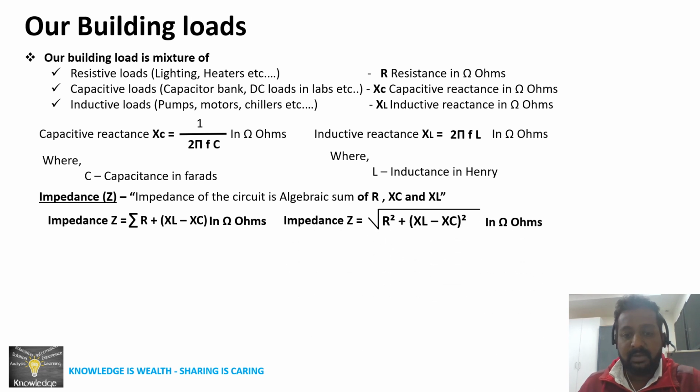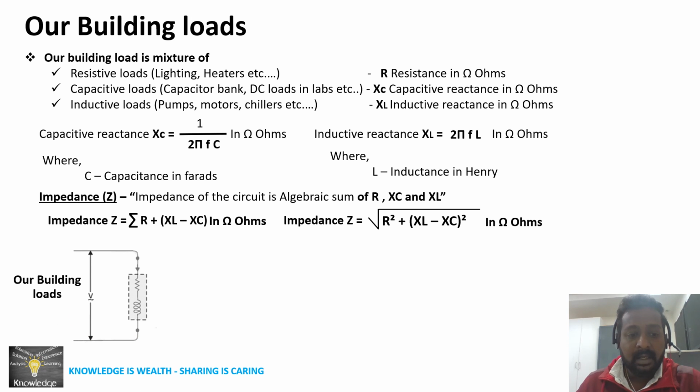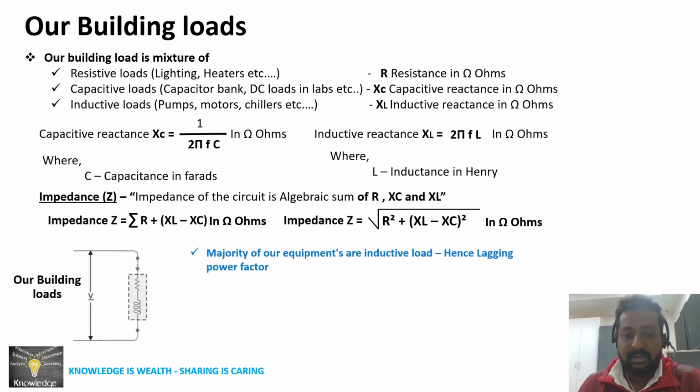The other formula for deriving impedance is Z is equal to the square root of R square plus XL minus XC whole square, in terms of ohms. Impedance unit is also ohms. So in our building, we have mostly resistive and inductive load. That is causing a lagging power factor in our power, because the majority of our load is inductive load.